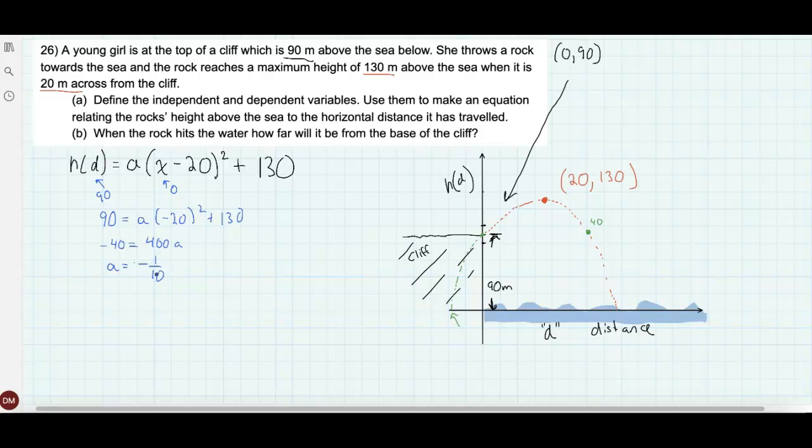Okay, so I can come up with a function now for that, right? So I'm going to make an equation. That's one of the things that's asked. All right, so I'll just highlight that. This is the equation here. Let's go with purple. h of d is equal to negative 1/10. That's the a value, right? Times (x minus 20) squared plus 130. So there's our function.